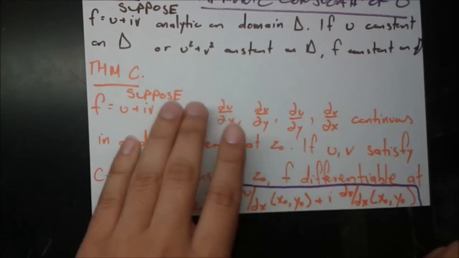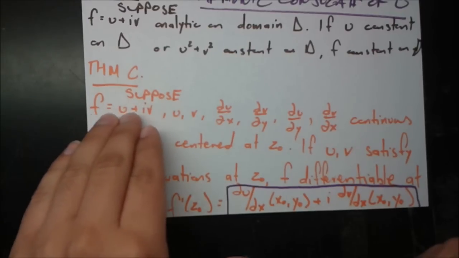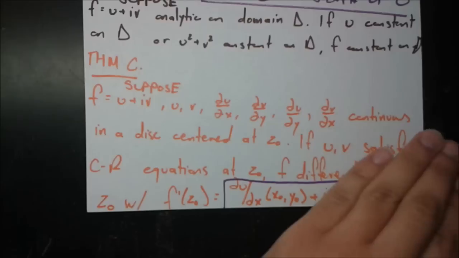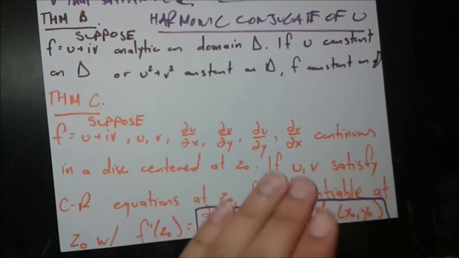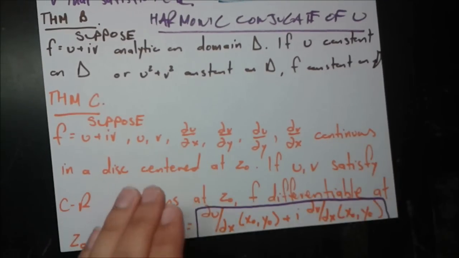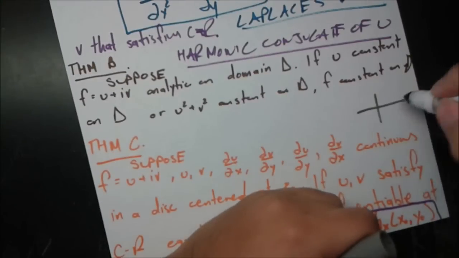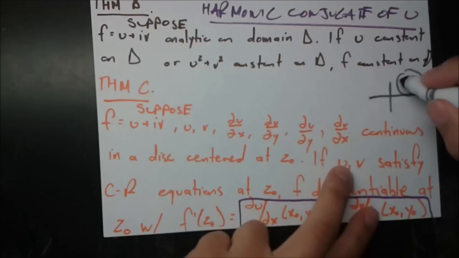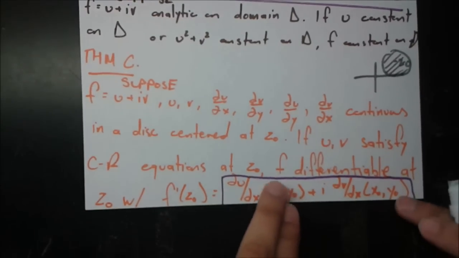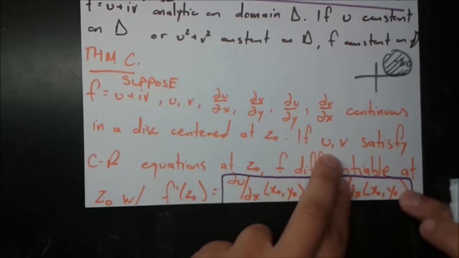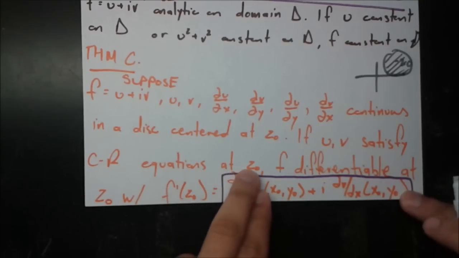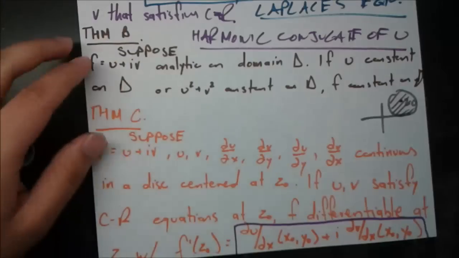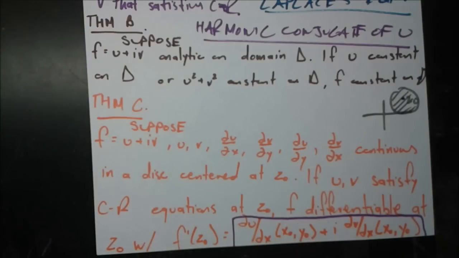Theorem C says, again, suppose that f equals u plus iv. Suppose f, u, v, and all the partial derivatives are continuous, okay, not differentiable yet, are continuous in a disk centered at z0. So just to recap what that means, here's a complex plane, here's z0, here's a disk. So suppose they're continuous in that disk. If u and v satisfy the Cauchy-Riemann equations at z0, so at z0, if these relationships hold right here, then f is differentiable at z0.